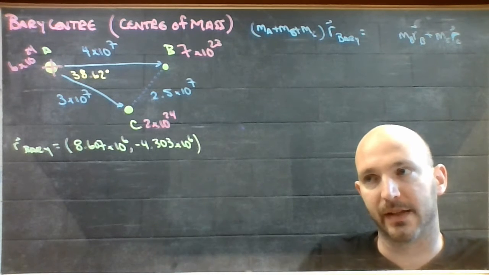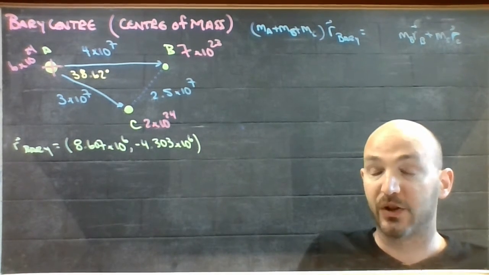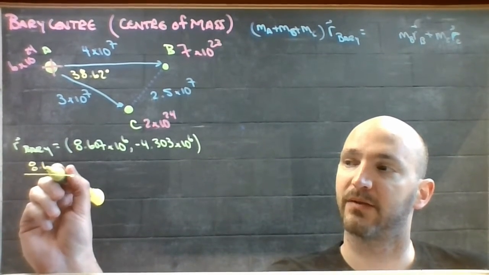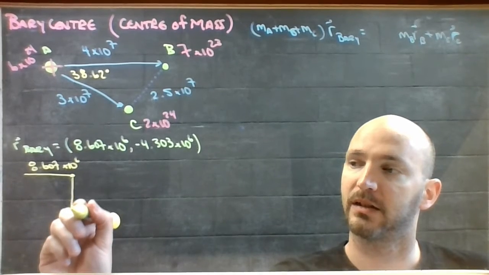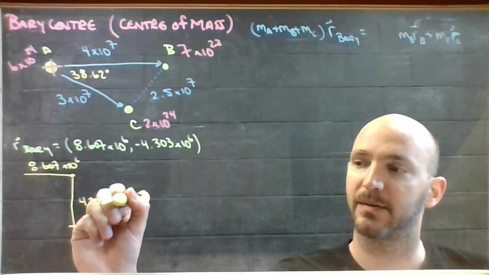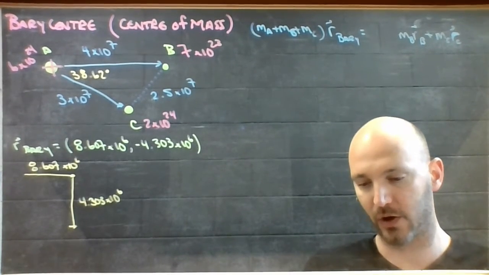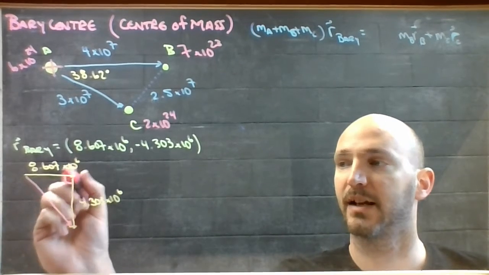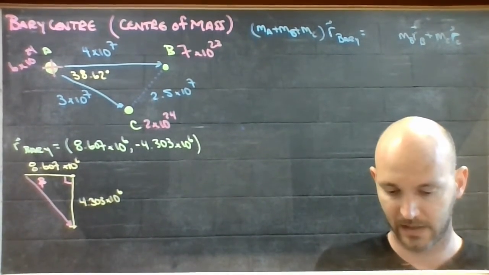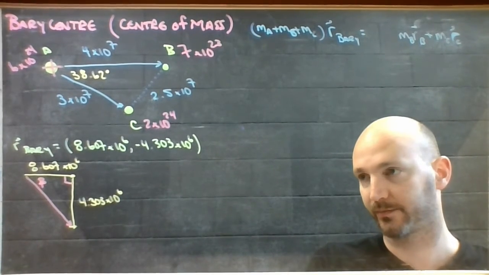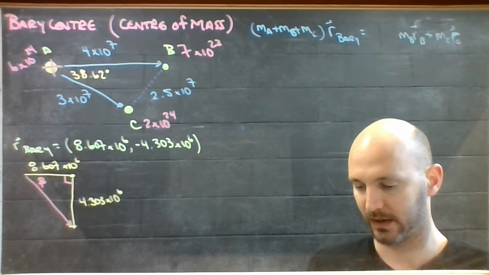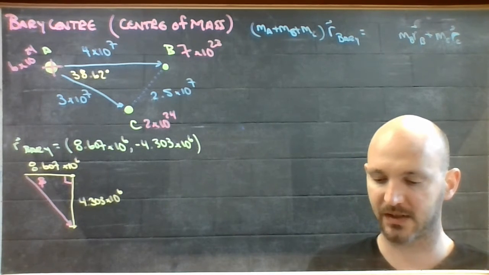So I'm going to work out this component. I'm going to reconstruct it as a single vector, which again you did when we were doing the collision problems. So I have a vector that is 8.607 times 10 to the 6 long, and a vector that is 4.303 times 10 to the 6 deep. And I want to know how far the barycentre is from object A. That's the vector I want here. That's 90 degrees. This is an angle I'm after. So I can get the length of this with the Pythagorean theorem: 8.607 squared plus 4.303 squared, and then square root that gives me 9.623 times 10 to the 6.